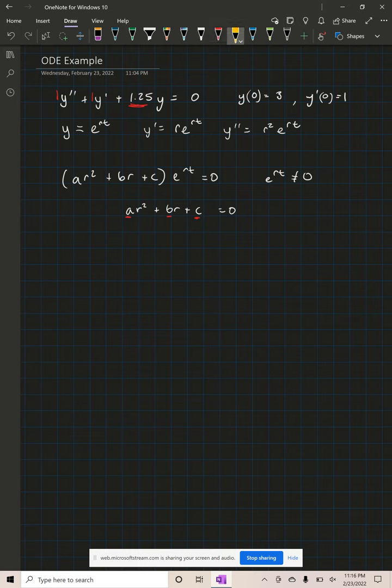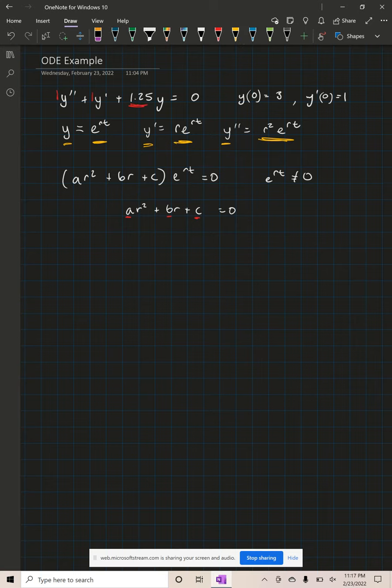What I did is I just replaced y double prime with r squared e to the rt, I replaced y prime with r e to the rt, and then y with e to the rt. That is how we got our equation essentially in this form, factored out the e to the rt, and now we're going to go ahead and try to solve this.